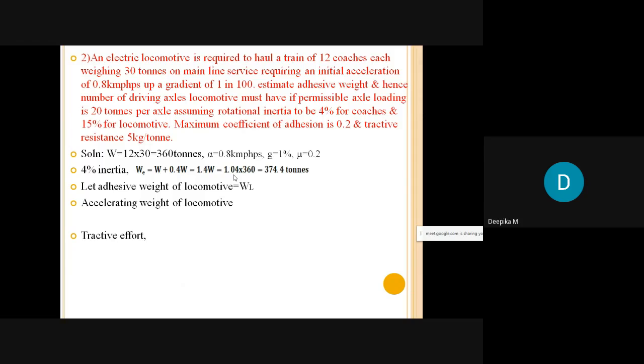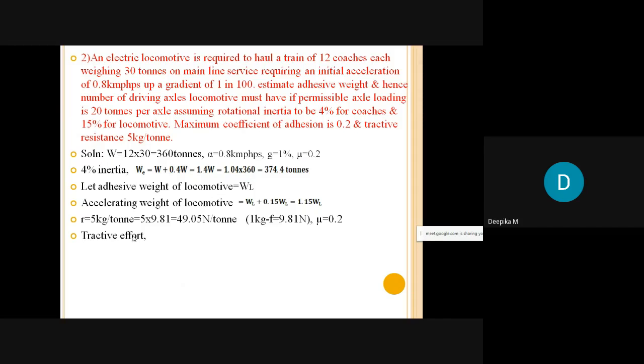And the accelerating weight of the locomotive, how do I write? It is nothing but WL plus 0.15 WL, because for the locomotive also they have given the rotational inertia, which is 15%. Hence the accelerating weight will not be equal to the adhesive weight of the system. So it is nothing but WL plus 0.15 WL, hence it will be equal to 1.15 WL. So now this will be the correct accelerating weight of the locomotive as well as the train.